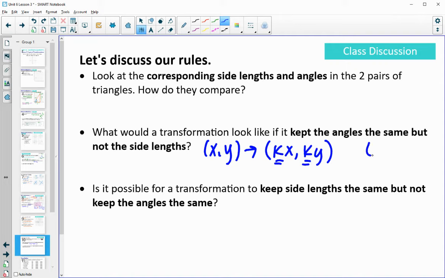Unlike the one we looked at that just doubled the y, this is stretching it disproportionately. So that's going to change the size of the angles. Okay, so we would need to change the x and the y, or the horizontal and vertical distance, by the same factor in order to keep the angles the same.